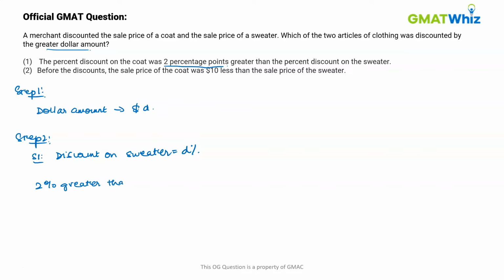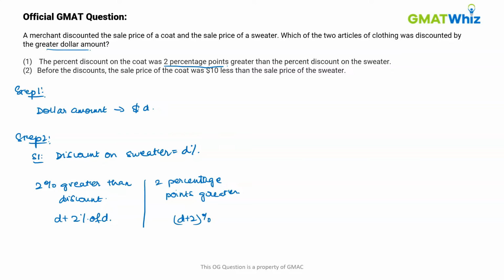greater than the discount. Okay, and the second scenario, which is given in the question, is 2 percentage points greater. So if in the first scenario D is the discount, it would mean D plus 2% of D. However, in the second scenario, since it means 2 percentage points, it will imply D plus 2%. So this means that the discount on the coat is equal to D plus 2%.